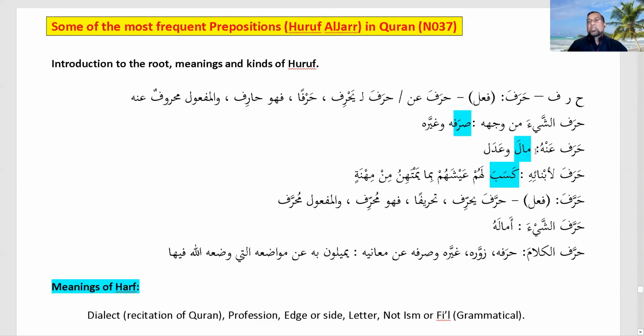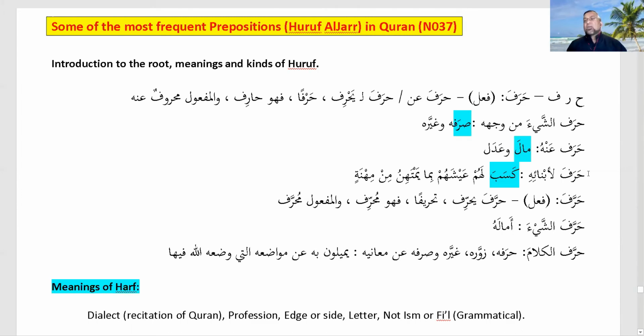Or if you were to use the expression harafa anhu, which makes the verb in a transitive form, is to be inclined or deviate from something. Mala wa adala anhu, to be inclined against something or away from something is a better way to express that, or to turn away or distance yourself from something. That is harafa.